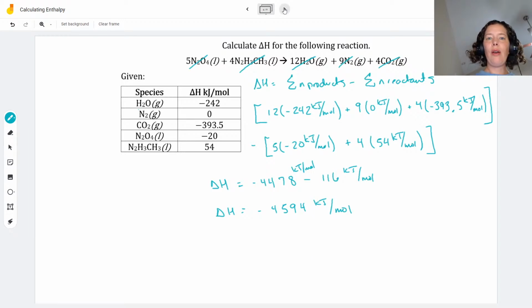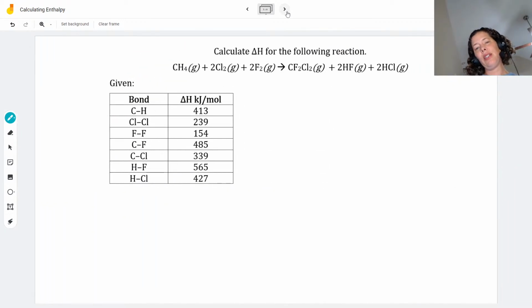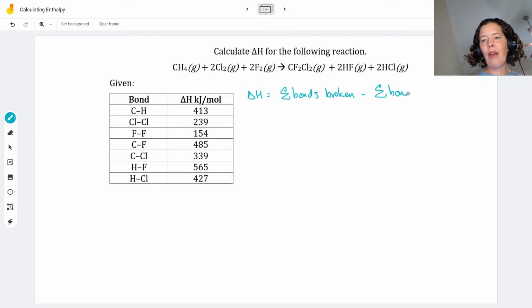We have one more way to calculate delta H that we're going to talk about tonight. And that is using bonds broken minus bonds formed. So this is very similar to our products minus reactants, but in this case, you have to have your delta H's for each of your bonds. So my formula here is simply delta H is equal to the sum of my bonds broken minus the sum of my bonds formed.